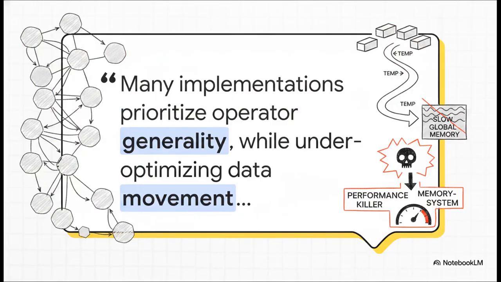The researchers actually summarize this perfectly. They note that many implementations prioritize operator generality while under-optimizing data movement and intermediate materialization, making performance increasingly dominated by memory traffic. Basically, popular frameworks like Deep Graph Library or PyTorch Geometric want to stay flexible, which makes sense. But in doing so, they under-optimize data movement. They end up creating this massive, totally unnecessary memory traffic by constantly materializing intermediate edge data. They're writing temporary calculations out to that super slow global memory and then reading it right back in again. In a system that's already starved for memory, that is a total performance killer.